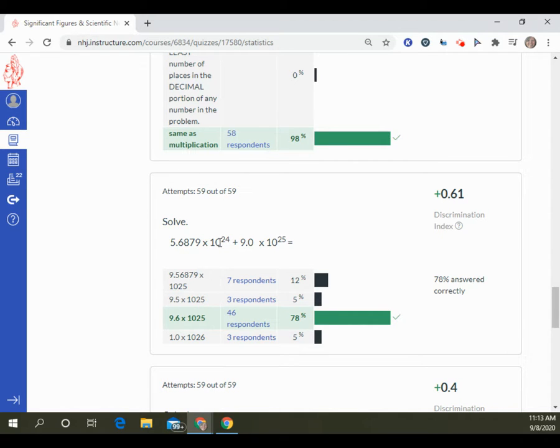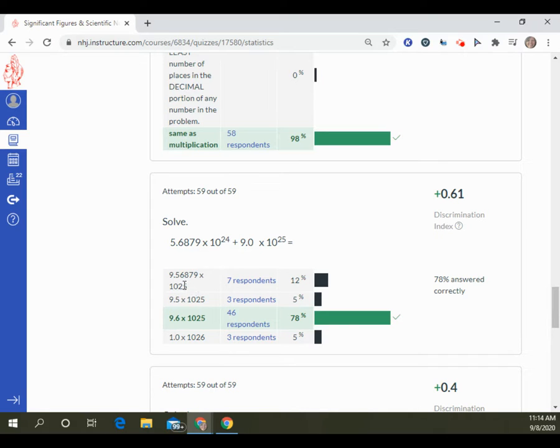LARS is left add, right subtract. So if I need to make this a 25 and add 1 to it, then I need to move my decimal point 1 to the left. LARS, left add, right subtract, 1 to the left. So it would be 0.56879 times 10 to the 25th plus 9. So really, I'm going to have 9.56879, which is right here. This is a correct answer, this first response.